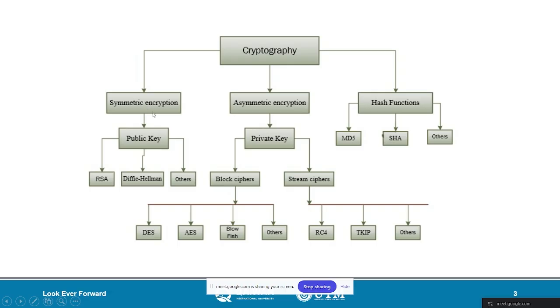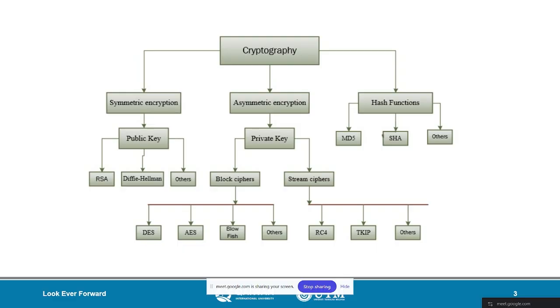Asymmetric encryption has the public key, and the public key would be RSA, Diffie-Hellman, or others. In our previous class, we talked about RSA and Diffie-Hellman. We said that we have a public key and a private key. Why has this been categorized as public key? Because we can use the public key to encrypt something, and then the receiver will have his own private key and can decrypt it. For the private key, it means that we are using one key.